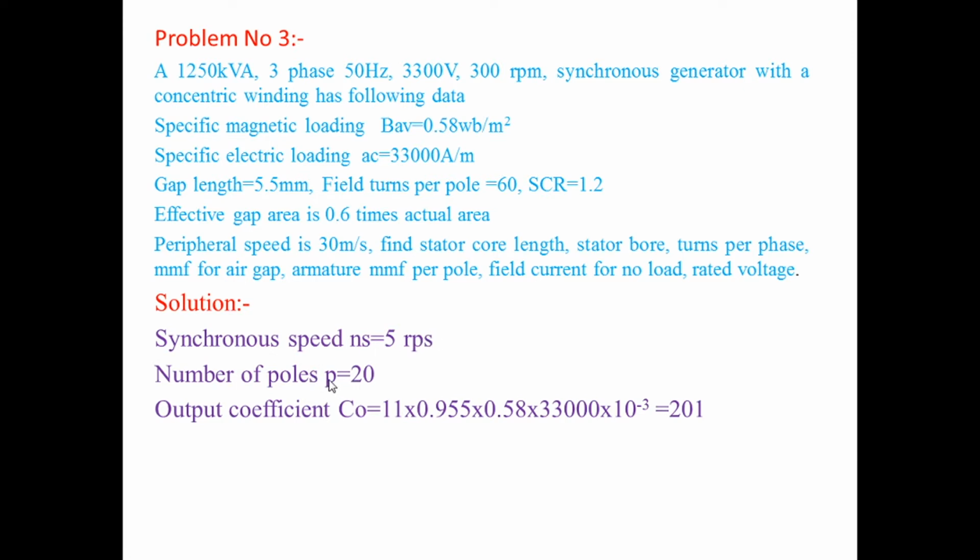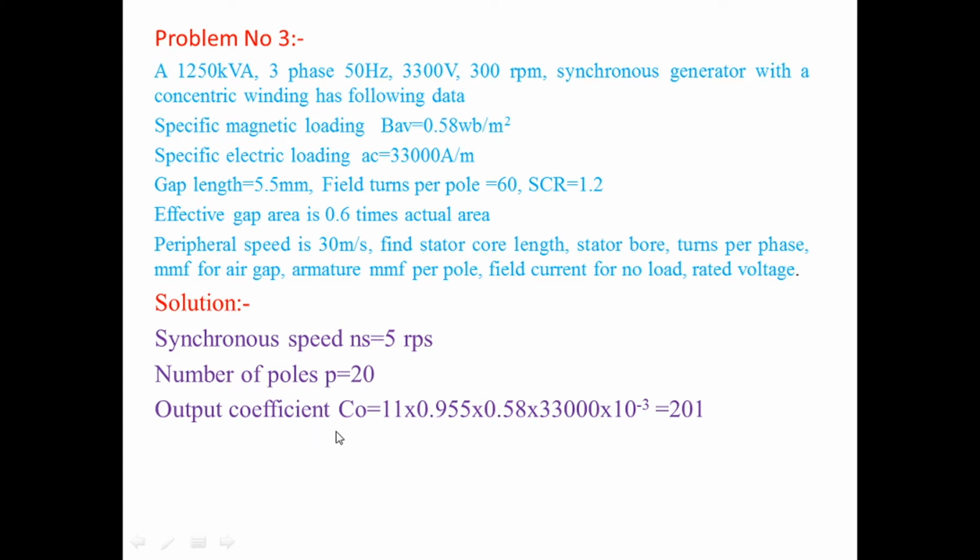So the number of poles P we need to calculate. What is the equation to calculate the number of poles? Ns is equal to 120 F by P. So P is equal to 120 F by Ns. So 120 into F, which is 50 Hertz, divided by Ns, which is 5 rps. So you will be getting 20 poles.